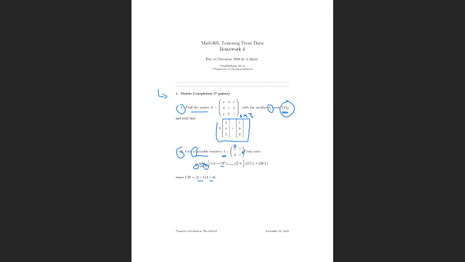So what do you minimize? You minimize half of the L2 norm squared of A minus CR^T on the known parts, plus half of the Frobenius norm squared of C plus the Frobenius norm squared of R. You should have many possible solutions, and that's why I'm saying all possible matrices. Of course, many possible solutions when I say minimize, not maximize.